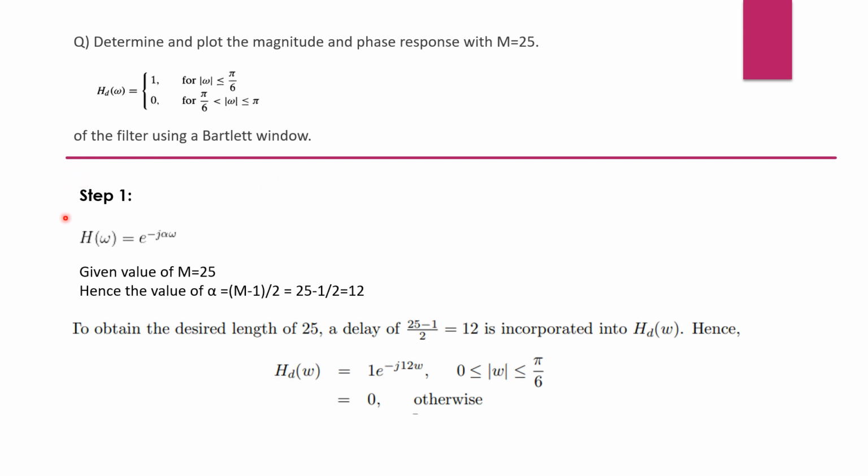So the first step is to find out the value of capital H d of omega, which is given as e to the power minus j alpha omega. Here we can see that capital M is given as 25. Therefore, the value of alpha can be calculated as (M minus 1) by 2, which is equal to 12. That is, to obtain the desired length of 25, a delay of 12 is incorporated into H d of omega. Hence, the value of H d of omega is equal to 1 into e to the power minus j 12 omega for omega ranging from 0 to pi by 6, and it is 0 otherwise.